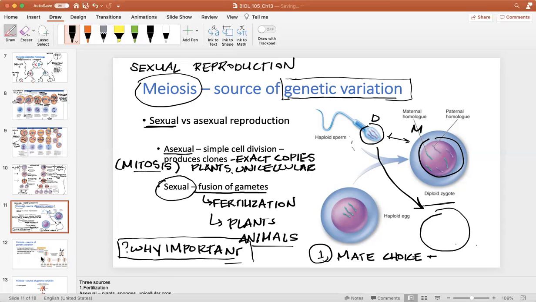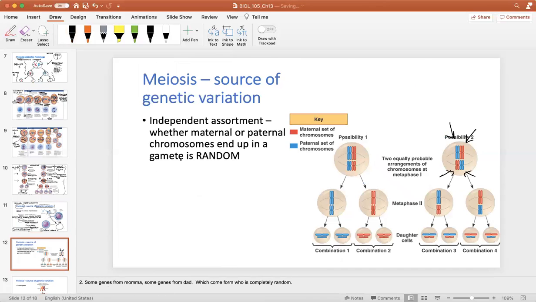Okay, let's look at another source of genetic variation that we get just out of the process of meiosis, okay?